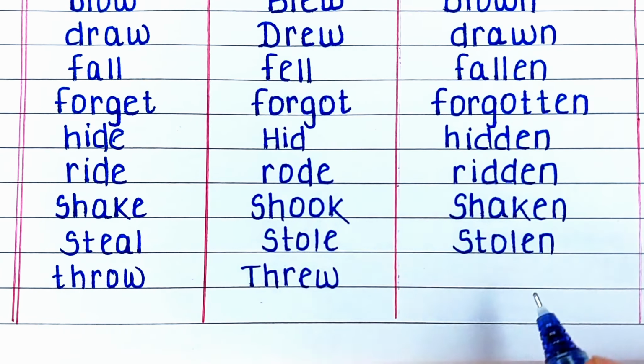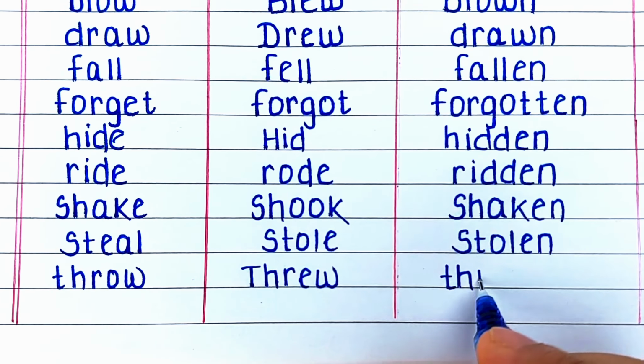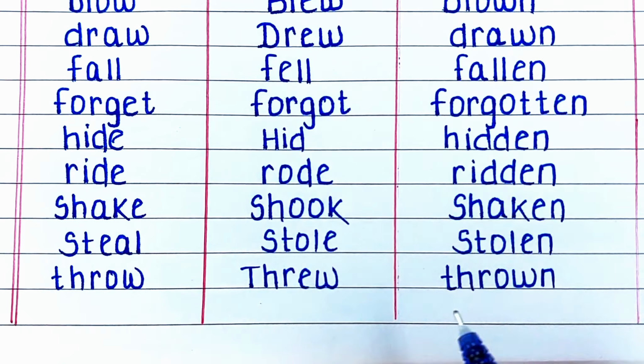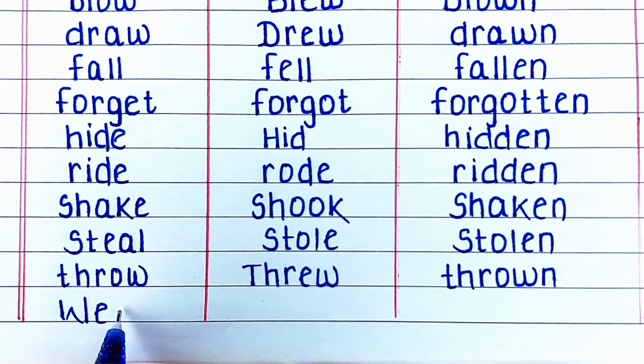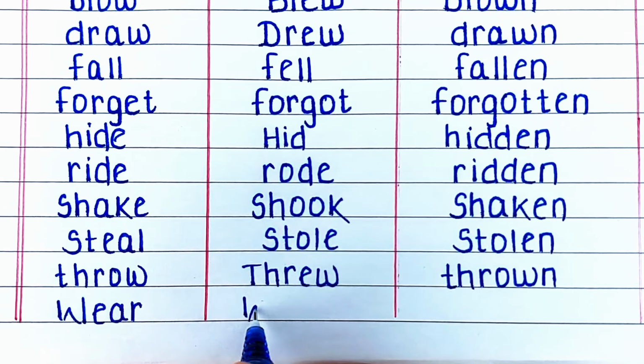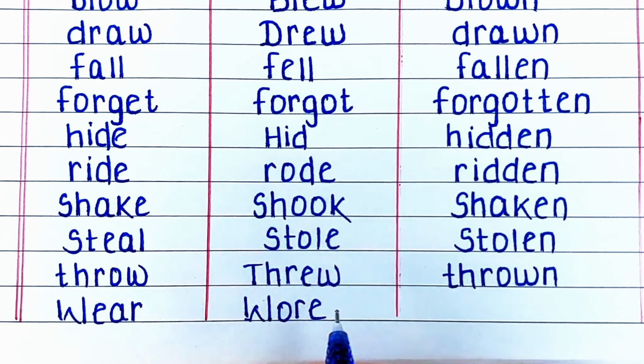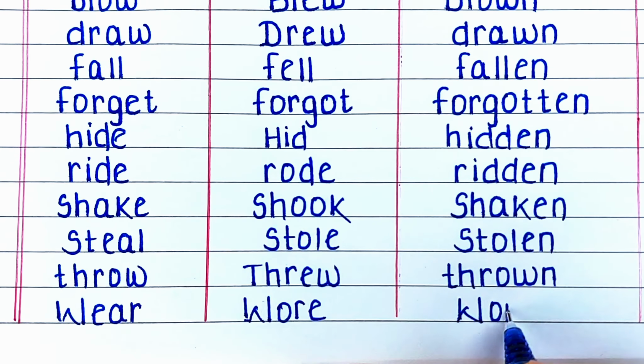Next verb is throw. Its V2 form is threw and V3 form is thrown. Next verb is wear. Its V2 form is wore and V3 form is worn.